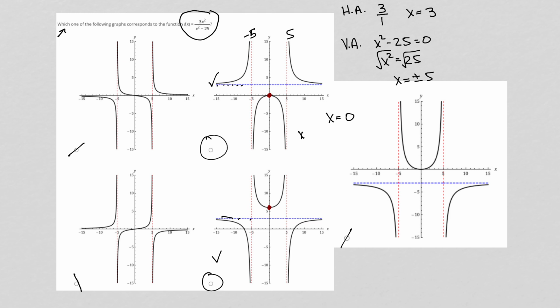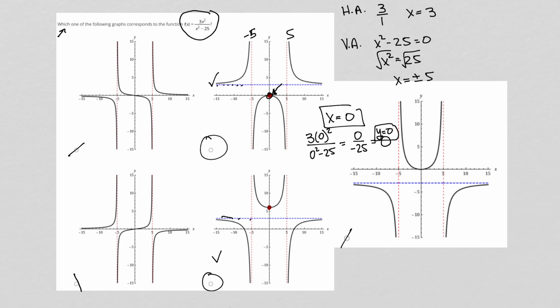So let's see, when x equals 0, this is going to be very simple. I put 0 and I have 3 times 0 squared over 0 squared minus 25, which is equal to 0 divided by negative 25, which is just equal to 0. Which means when x equals 0, I actually do expect y to equal 0 as well.